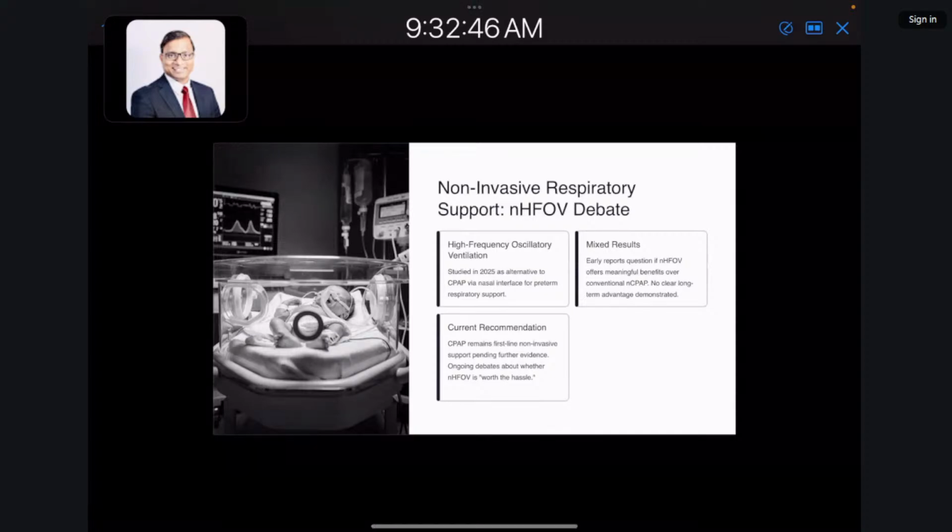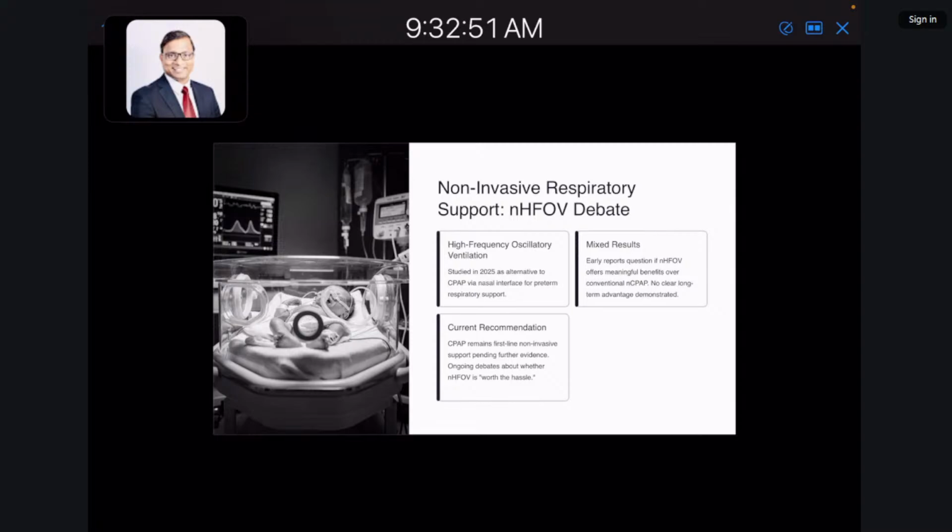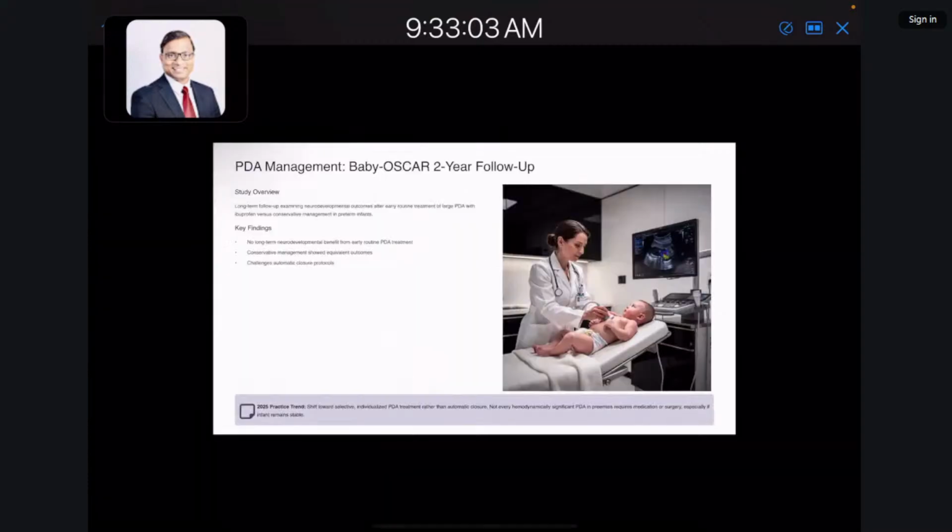Then recently, non-invasive HFOV was introduced. The current evidence suggests mixed results for non-invasive HFOV versus conventional CPAP, though CPAP remains the first-line non-invasive therapy pending further data. Coming to the cardiovascular system, the recent Baby-OSCAR 2-year follow-up study was done for PDA management, and long-term follow-up of PDA treatment showed that routine early closure may not provide neurodevelopmental benefits, supporting a more selective approach to PDA management.